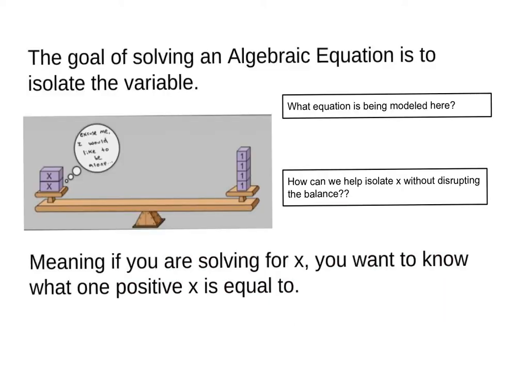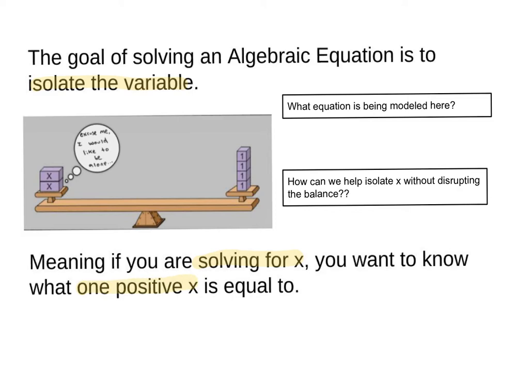We're going to start digging into solving our algebraic equations, and so I want to go over the goal, which is when we solve algebraic equations, we are just trying to isolate our variable, whether that's an x or a y. We want to get it alone. Meaning, if we're solving for an x, our goal is to figure out what one positive x is equal to. Our variables want to be alone.